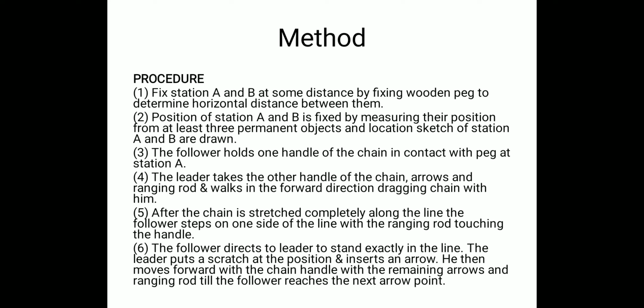After the chain is stretched completely along the line, the follower steps to one side of the line with the ranging rod touching the handle. The follower directs the leader to stand exactly on the line. The leader puts a scratch at the position and inserts the arrow. He then moves forward with the chain handle, the remaining arrows and the ranging rod, till the follower reaches the next arrow point. So this is how normal chain surveying is done.